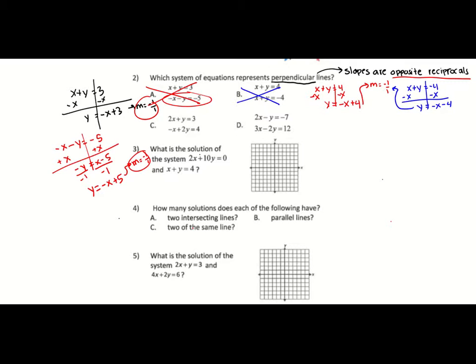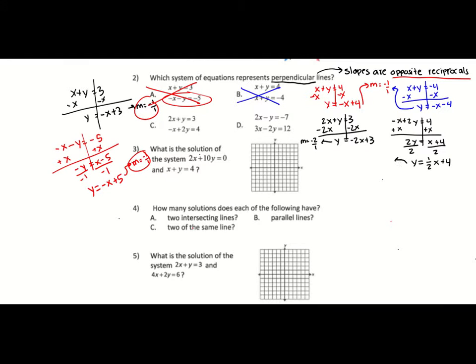Let's try C. If I solve that equation, 2x plus y equals 3, I want y by itself, so I'm going to move my whole x term to the other side. I'm left with y equals minus 2x plus 3. So here, my slope is a negative 2 over 1. For my second equation there, I get negative x plus 2y equals 4. If I add x to both sides, I'm left with 2y is equal to x plus 4. Now I'm going to divide both sides by 2. I get y equals 1/2 x plus 2.